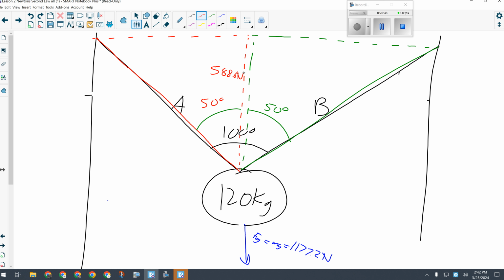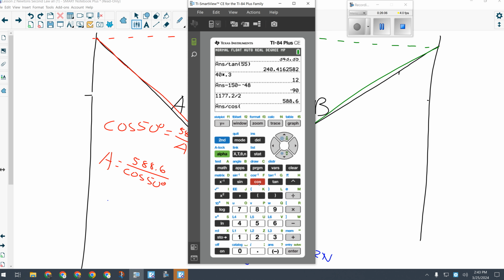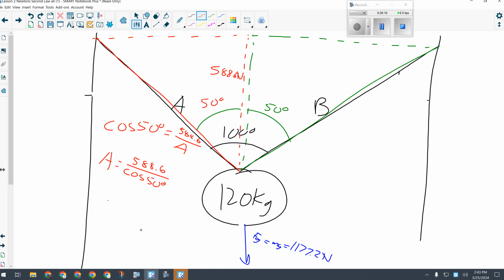Now I can calculate the tension in cable A, which would be identical to the tension in cable B. It's just a matter of doing some trigonometry. In this case, I'm going to go cos of 50 degrees equals the adjacent side, 588.6, over the tension in cable A. And then I'm just going to flip these. So the tension in cable A equals 588.6 divided by the cos of 50 degrees. All right, so each cable is going to have 9.2 times 10 to the 2 newtons worth of tension in it.